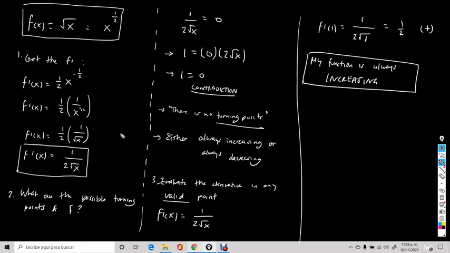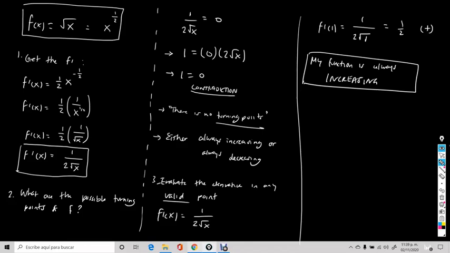Why? Because when I looked for possible turning points, I found that there were not any, because I could not solve this equation, the derivative equal to 0. That is the mathematical way of knowing that there are no turning points. So my function is either always increasing or always decreasing. How do I know? I evaluate the derivative in any point, as long as it's valid. If the derivative is positive, your function is increasing, and if this had been negative, then your function is always decreasing.